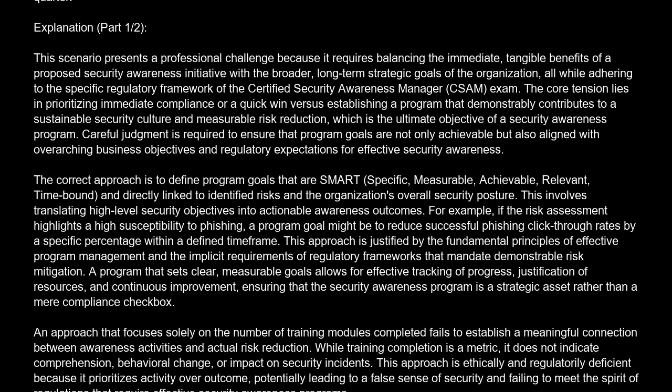The correct answer is C. To ensure 100% of customer service representatives complete all assigned phishing simulation exercises within the first quarter.